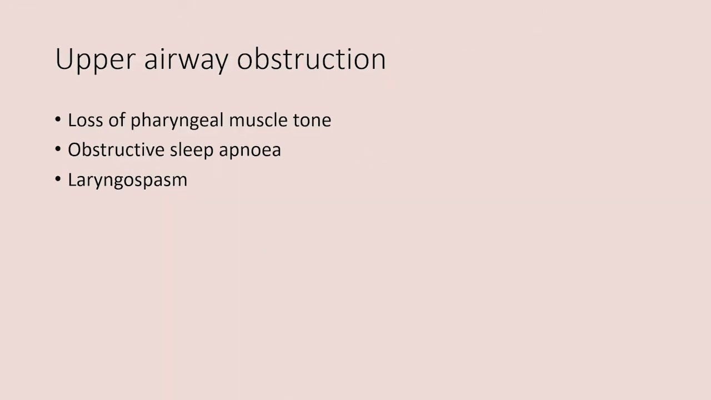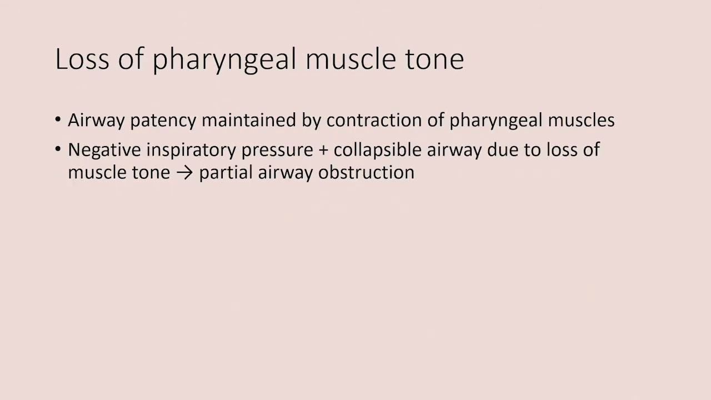For upper airway obstruction, most commonly it can occur due to loss of pharyngeal muscle tone or due to obstructive sleep apnea when the child falls asleep, and laryngospasm. And loss of pharyngeal muscle tone: for normal children, airway patency is maintained by contraction of the pharyngeal muscles. However, if the child is breathing deeply, then it will create a negative inspiratory pressure. And if the airway is also collapsible due to loss of muscle tone, it will lead to partial airway obstruction.